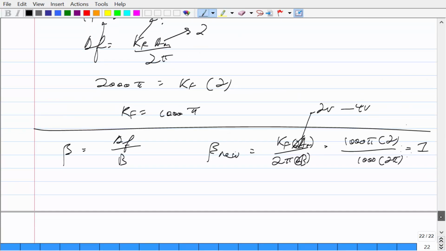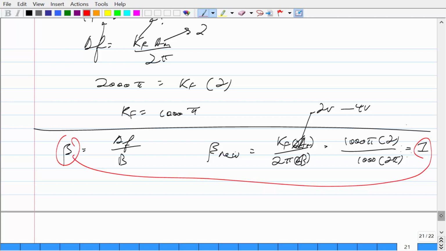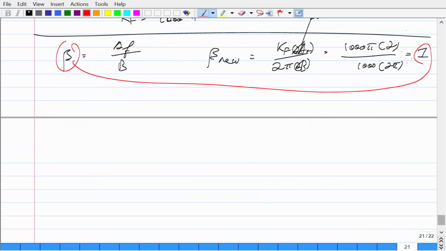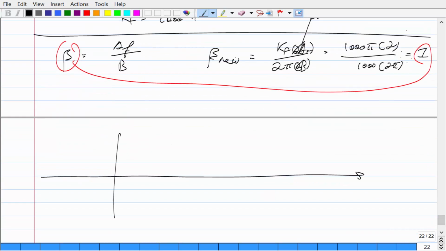So you increase the amplitude from 2 to 4, and you also increase the bandwidth by twice as much. Since the modulation index is still going to be the same, the spectrum will not change. Since beta equals 1, the spectrum is the same. Basically it's just going to look the same as it was before.